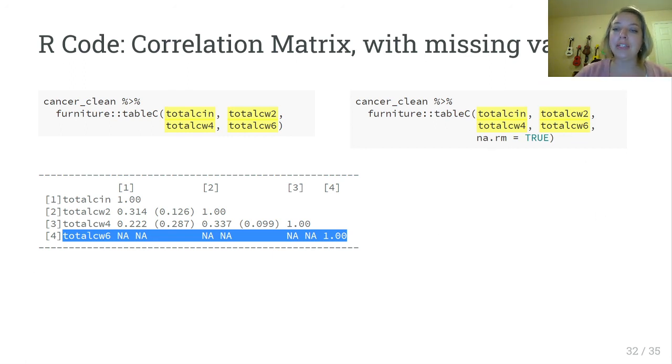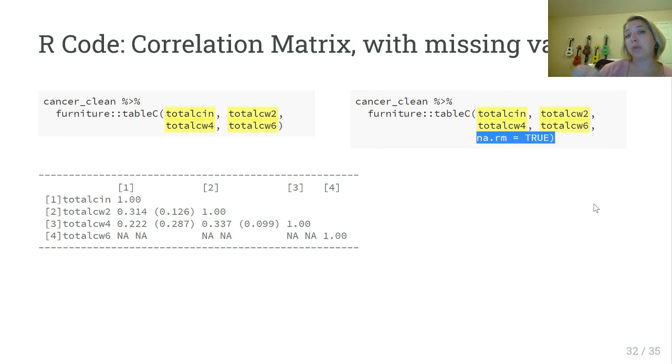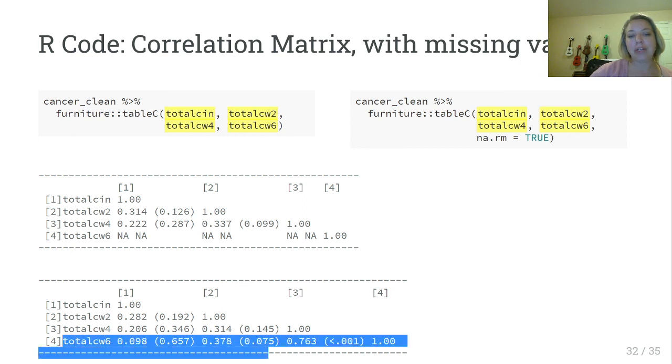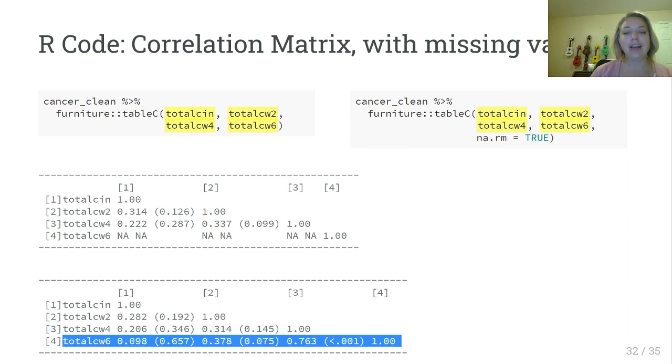So by including this NA.RM equals TRUE option, we'll do listwise deletion, and now we will get all of our correlations. To do this, though, your sample size will be reduced to just the people in the sample that have complete data. So you want to be careful about knowing which variables have missing values before you just willy-nilly throw variables into a correlation matrix.